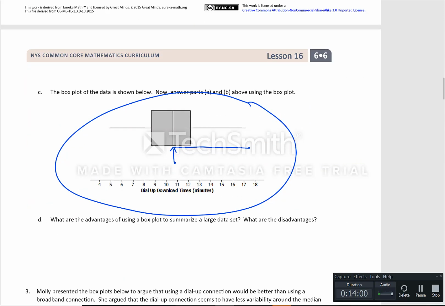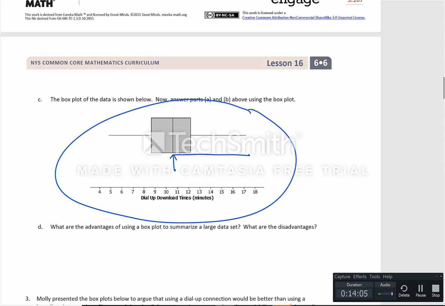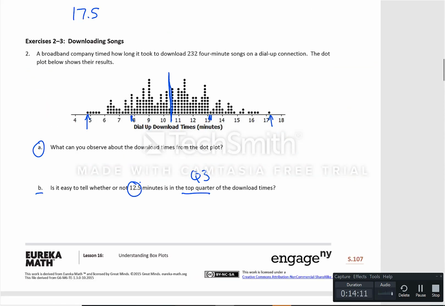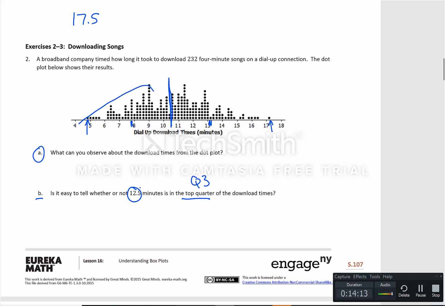Alright, the distribution is roughly symmetric around the median. So if I look here, it looks like about the same shape, the same length. If I look up here, it looks about the same. There's a little dip. Wasn't the perfect one, I'm sorry. But then they go straight up.